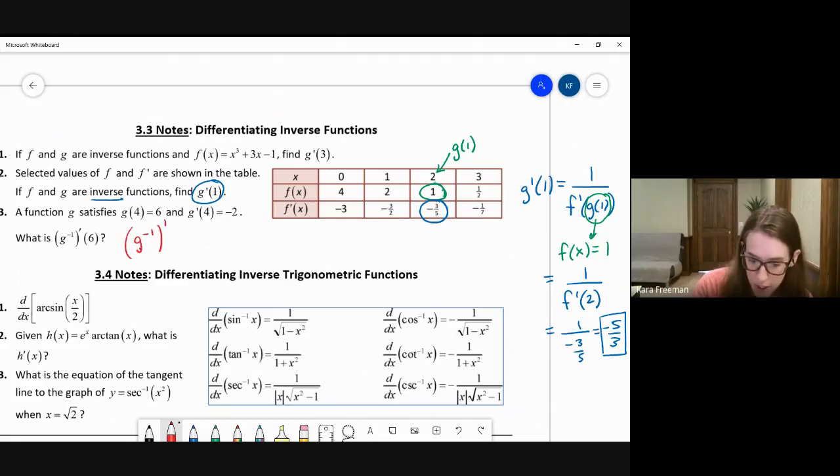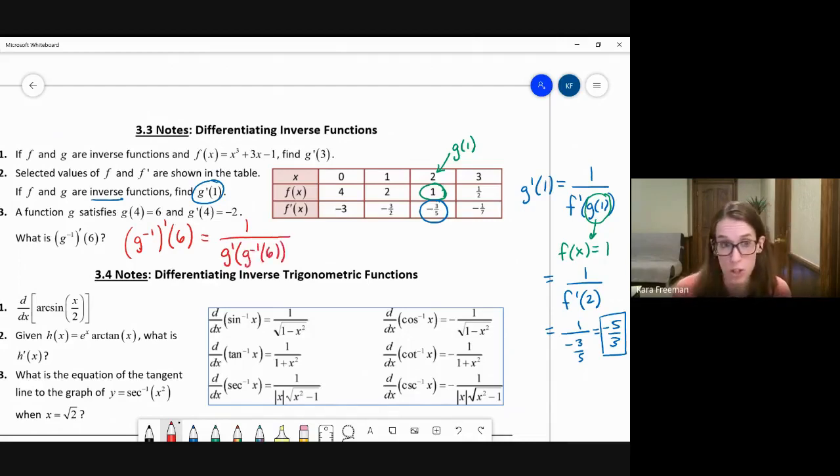So again, the very first thing I see, this time it did not say f and g are inverses. It gave you a function g and then used the notation g inverse. So as soon as I see that, again, I'm going to write down my inverse derivative rule. 1 over g prime of g inverse of 6, like that. It's a lot going on in that notation. So you've got to be careful because the 1 and the prime kind of look the same. Sometimes I give my little prime a little curlicue, like a curl.